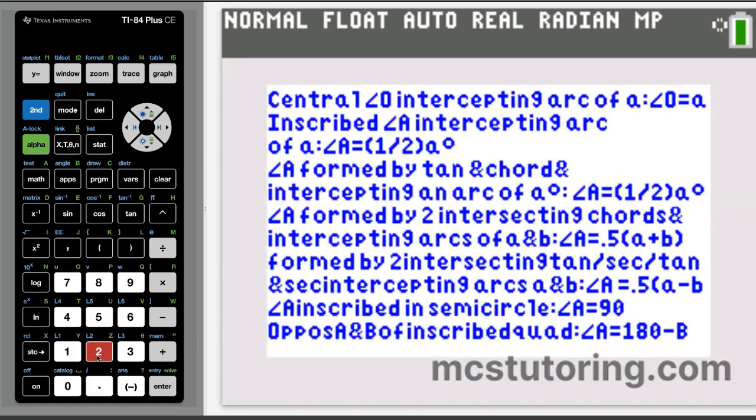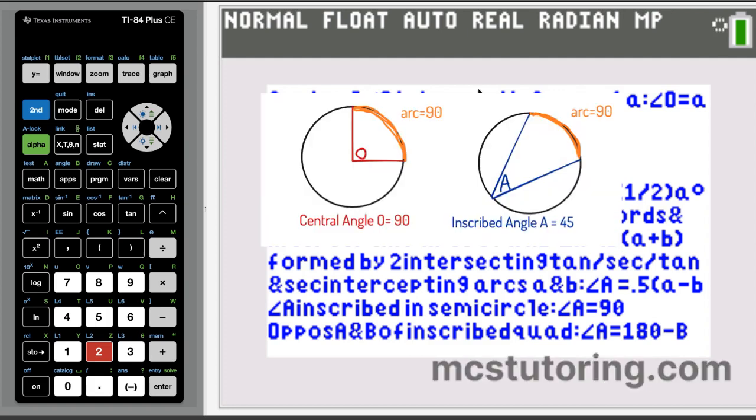So let's go through the arcs and chords. These are a little more complicated. What I'd like to do in the next iteration of this program is show you a visual that can describe arcs versus chords. So the central angle intercepting an arc of A degrees is angle A. The central angle means it's actually emanating from the center of the circle. So think of cutting a quarter of a pie. That angle would be 90 degrees and the arc would also be 90 degrees. Now, an inscribed angle intercepting an arc of A is going to be half of A.